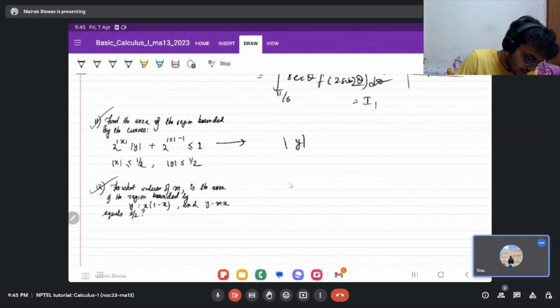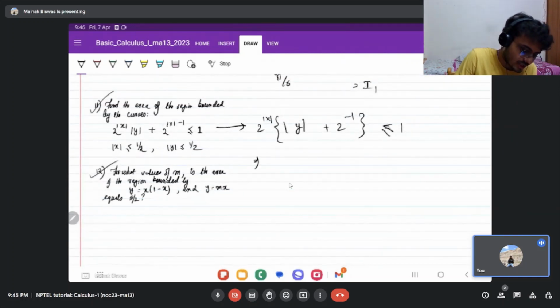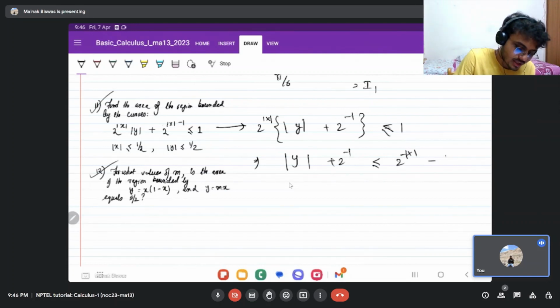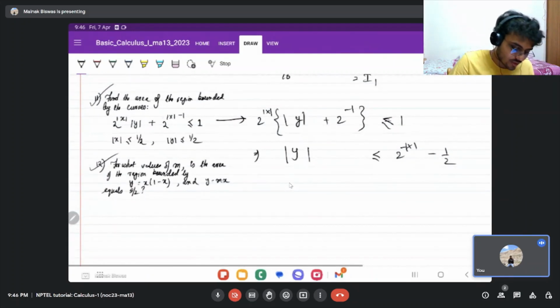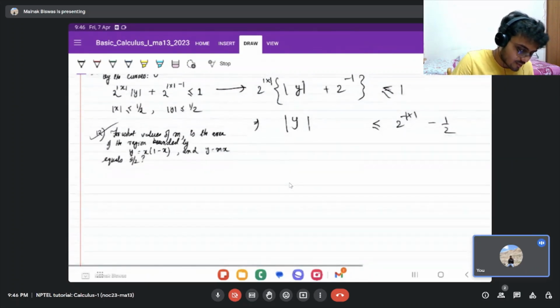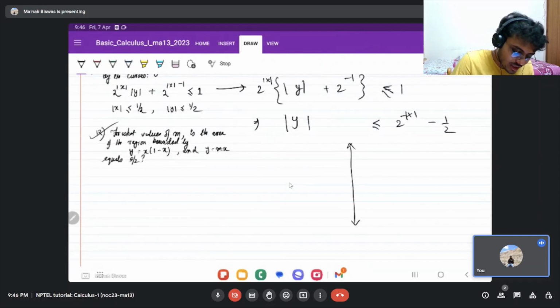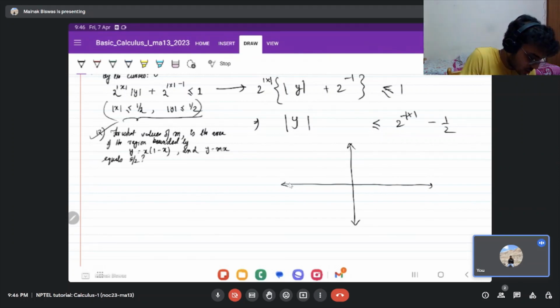So it's mod y, if I take 2 to the power of x common, you get 2 to the power of minus 1 is less than or equal to 1. So you get y plus 2 to the power of minus 1 is less than or equal to 2 to the power of minus mod x minus half. Right? So now you remember, this is one equation. We'll look at this in a while. So look at this now. What is the first equation, or the second curve, this equation? What does it turn out to be? You see, this is from x equal to minus half to half.